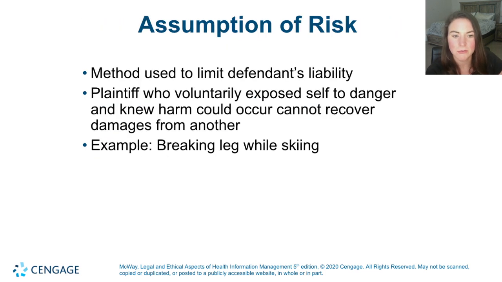Okay, assumption of risk basically says if the person knew going into something that there was a possibility of injury or harm and still did it anyway, then they can't recover damages for that. The defendant would have to prove that the plaintiff knew about the risk and still did the activity voluntarily, like breaking your leg while skiing.